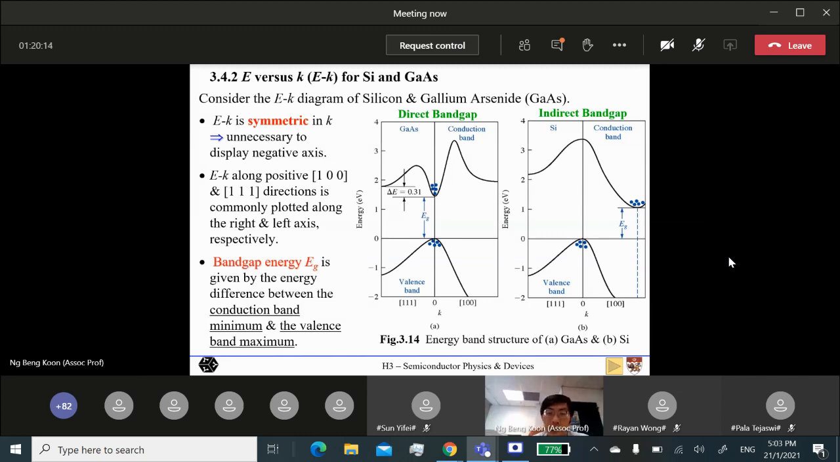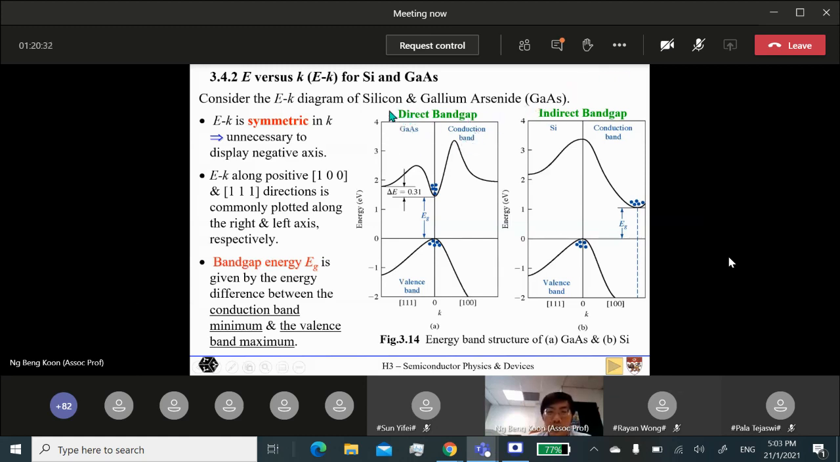So there's a difference. Of course, the bandgap is always between the lowest point in the conduction band and the highest point in the valence band. This separation here is called the bandgap. All right, so what's the difference between these two types of semiconductor material?